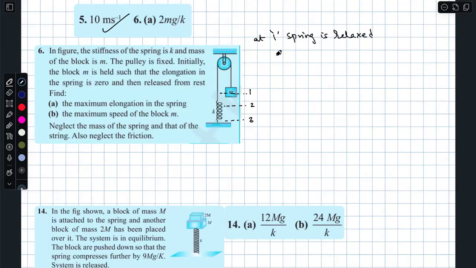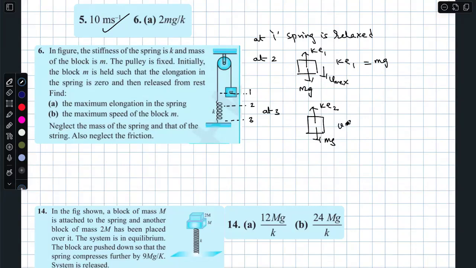At stage 2, on the block, mg equals ke1 elongation, and ke1 is equal to mg. In that case, velocity is maximum, of course. At stage 3, ke2 is greater than mg, velocity is 0, maximum acceleration upwards.